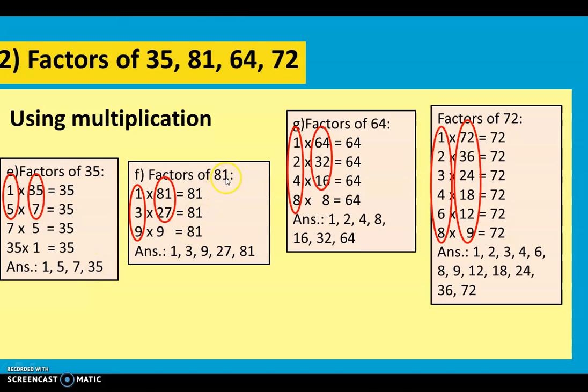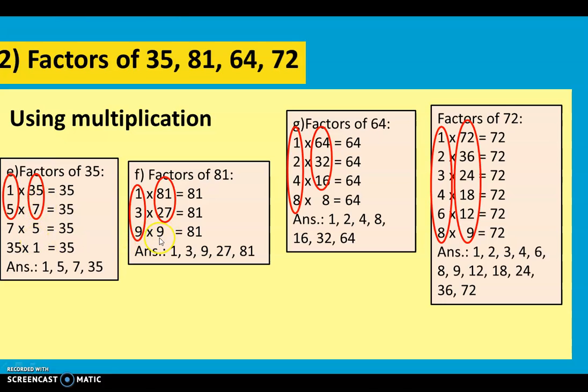Similarly for 81, I am finding 1 times as usual. 2 times I am not getting, 3 times 27, then 4, 5, 6, 7, 8 I am not getting, then finally I am getting 9 times. So when I checked, 9 nines are 81. So you will have to check when it is the same number, we will stop there. When you get the repeating also, we'll stop there.